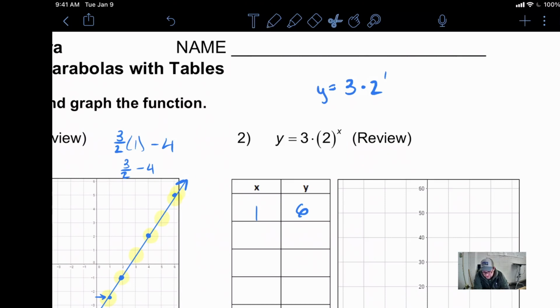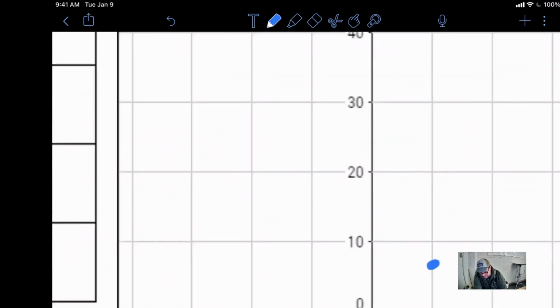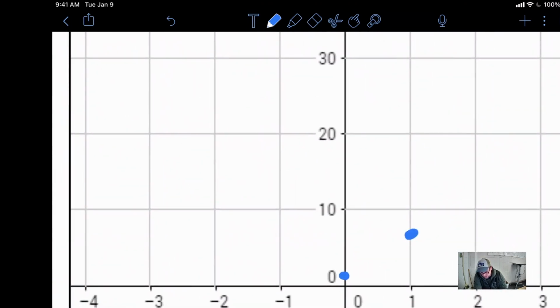And here's the thing about it. We could pick any points we wanted. Let's just put that there. Let's pick a point on the other side. So if I pick 0, y is equal to 3 times 2 to the 0 power. I'm just replacing where the x is. 2 to the 0 is just equal to 1. 3 times 1 is 3. So when x is 0, y is 3.